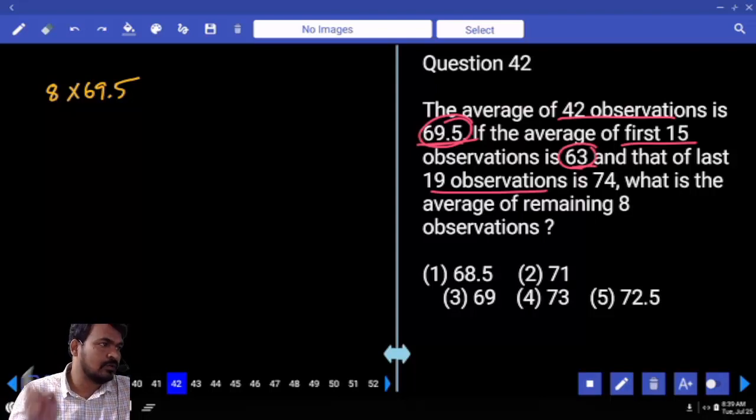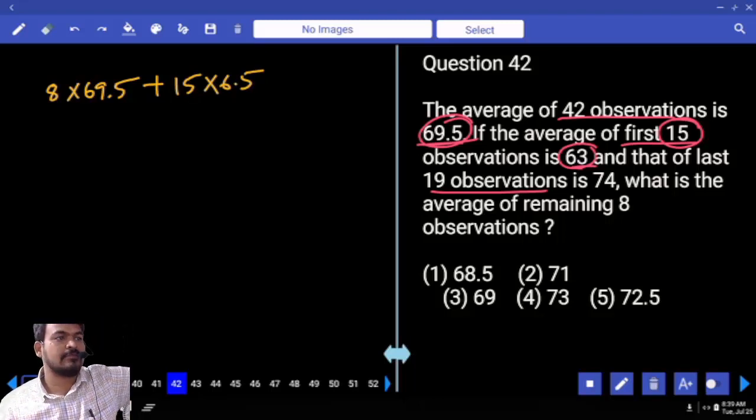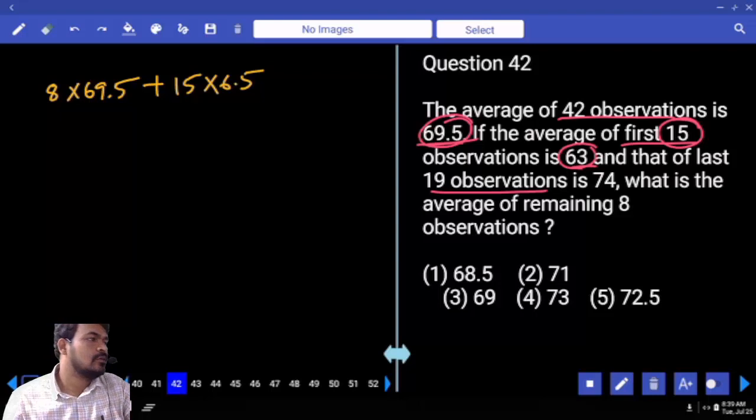By using the reverse effect, the sum of 15 observations is increased by 15 into 6.5. Actually the average decreased, and reverse effect means negative becomes positive.